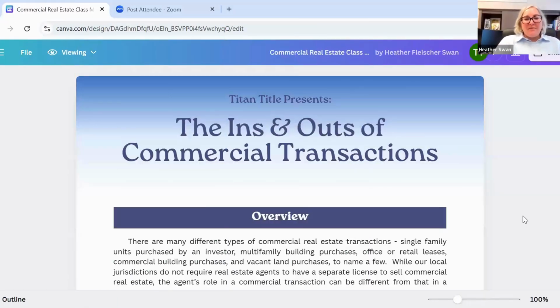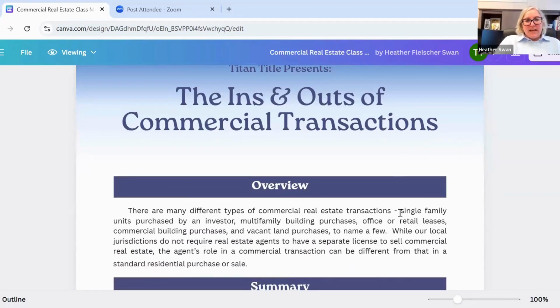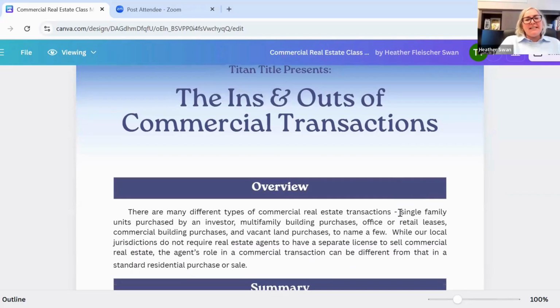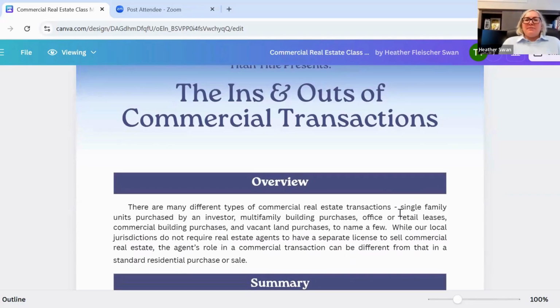Okay, so here we are. We're talking about the ins and outs of commercial transactions. As I said, there are a lot of different types of commercial transactions. It covers a broad expanse of transactions. You can have single family units that are purchased by an investor. And that's mostly what you all would see on a regular basis, right?